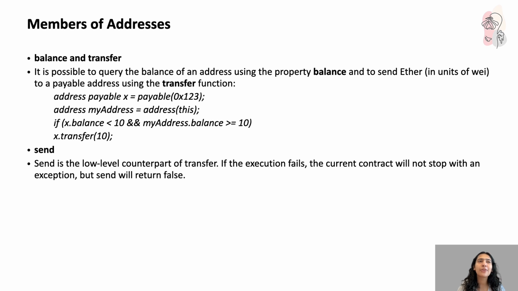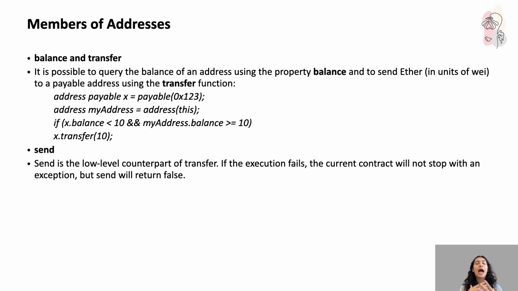I'm not really sure about the number, but I believe one Ether is 10 to the power 18 WEIs. Okay. So if X has less than 10 WEI, and the contract's own balance is at least 10 WEI, then transfer 10 WEI to X. So now what is the contract statement?